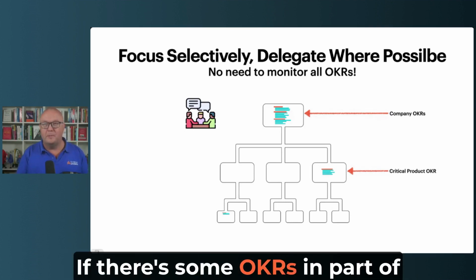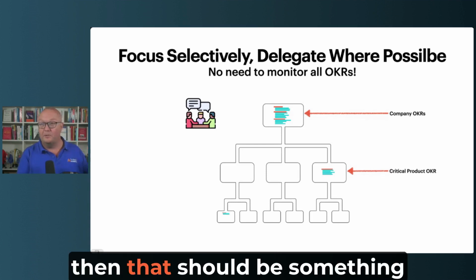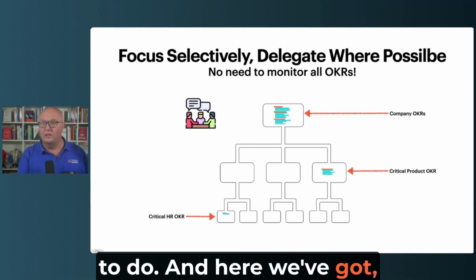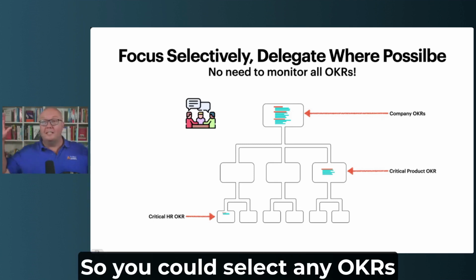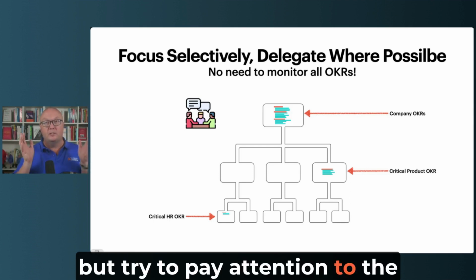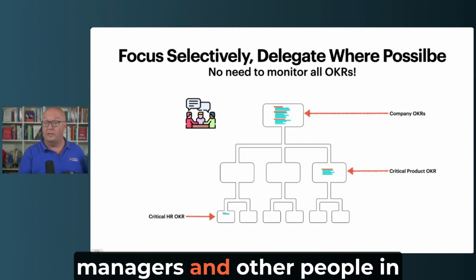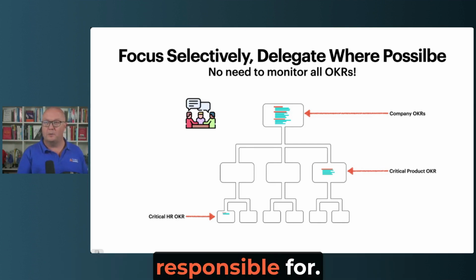If there are some OKRs in part of the organization that matter, then that should be something that you empower those managers to do. And here there might be a critical HR OKR that we're also paying attention to. So you could select any OKRs that you want us to pay attention to as a management team, but try to pay attention to the minimal set that actually really matter for you, and empower your managers and other people in your organization to manage the OKRs that they are responsible for.